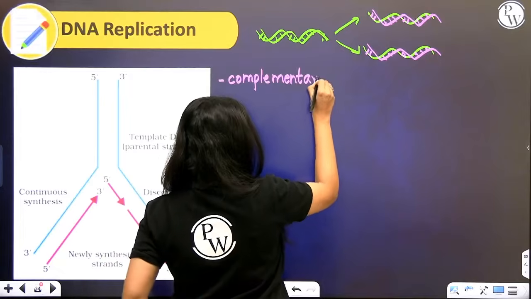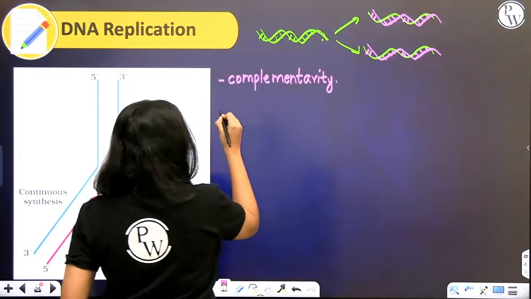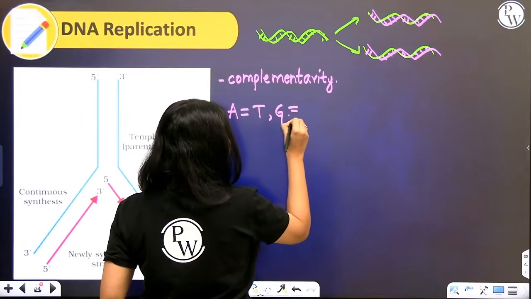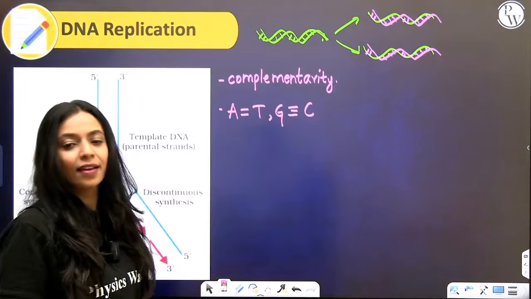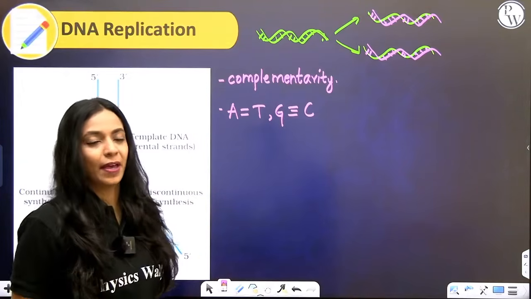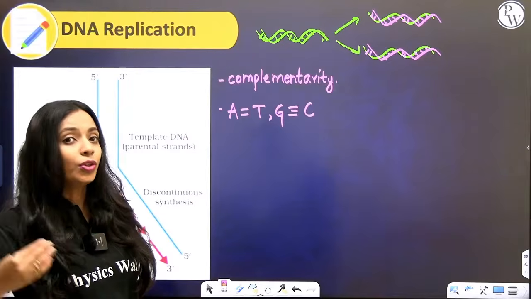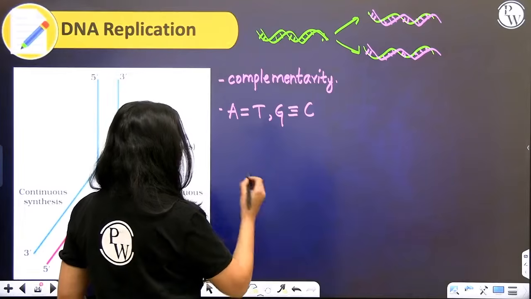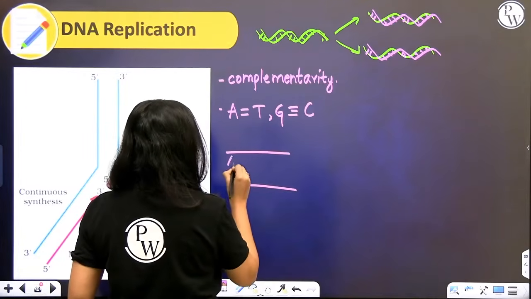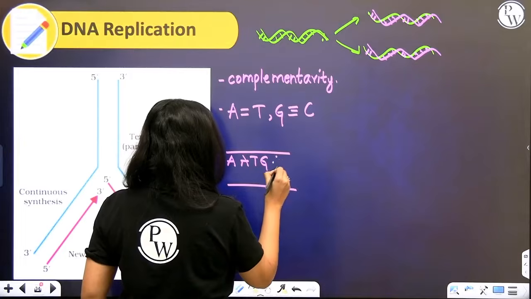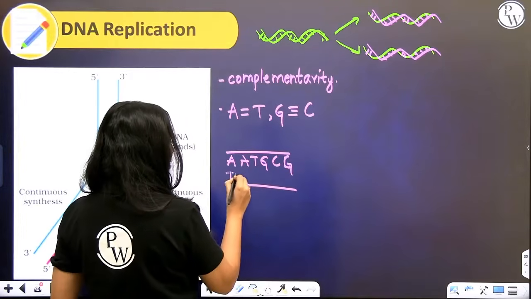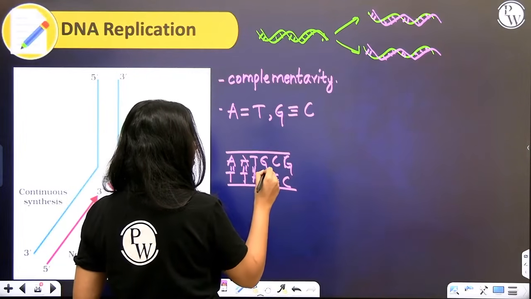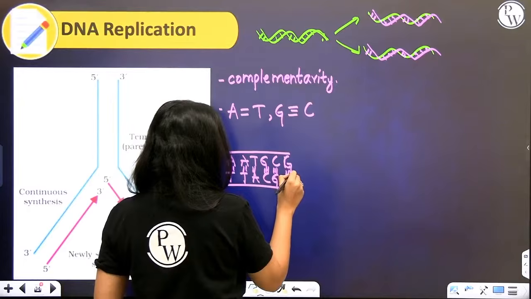What does that mean? We already know that adenine forms 2 hydrogen bonds with thymine and guanine forms 3 hydrogen bonds with cytosine, right? So this is called complementary base pairing. So based on this, two newly formed DNA strands will get synthesized. So how exactly does that happen? Let's take, for example, a strand of DNA that has the sequence AATGCG on one strand. On the other strand, you'll have TTACGC. Okay, so here you'll have two hydrogen bonds, and over here you'll have three hydrogen bonds.